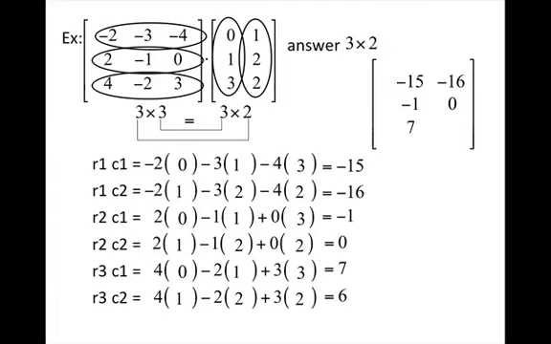7 will go in row 3, column 1. And the 6 will go in row 3, column 2.